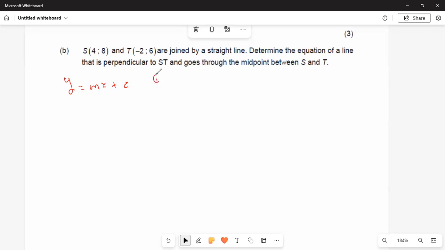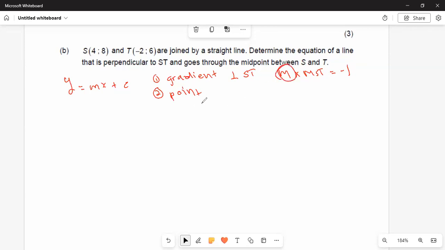we require first a gradient, and second, we require a point. Now, for the gradient, they did tell us that this line is perpendicular to ST. That means the gradient of this new line multiplied by the gradient of ST must give us -1. So that's how we will get the gradient of the new line.